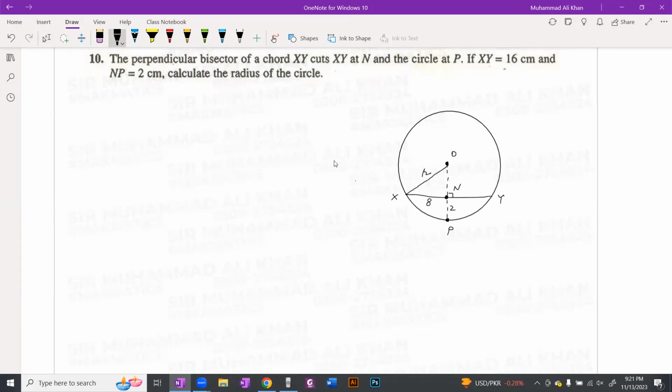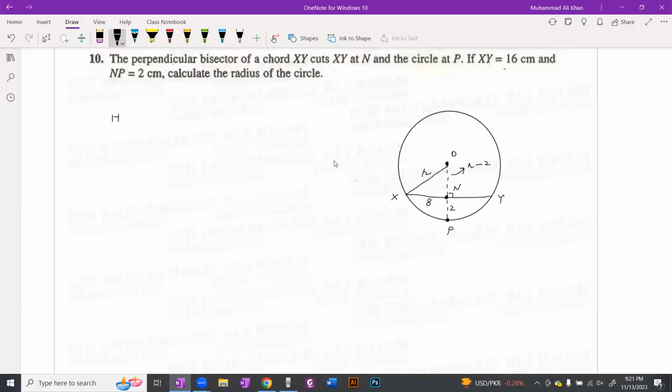Now you see, OP is the radius of the circle. So ON will be radius minus this length 2, r minus 2. From O to P if the radius is there, then from O to N what will it be, radius minus 2, because from the chord to the circumference of the circle the length is 2. So r minus 2 is ON.